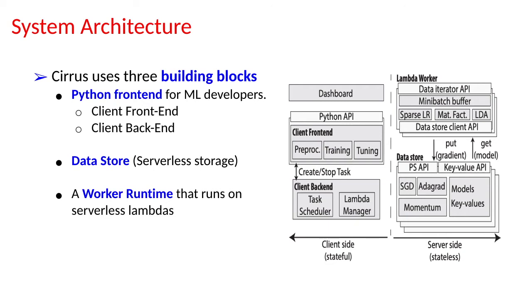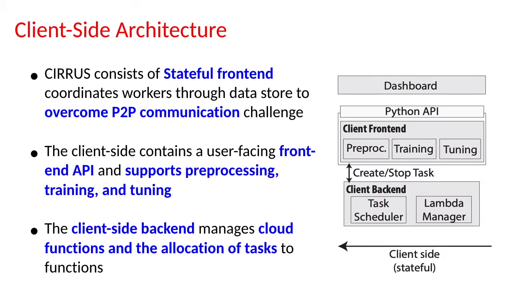Now let's understand the client-side architecture of CIRRUS. CIRRUS consists of a stateful frontend which coordinates workers through the data store to overcome the P2P, that is peer-to-peer, communication challenge. The client side contains a user-facing front-end API and it supports pre-processing, training, and tuning. The client-side backend manages the functions which are provided by the cloud and the allocation of tasks to those functions. The front-end API supports pre-processing, training, and tuning. The pre-processing includes a submodule which allows the user to pre-process the training data sets that are stored in S3.